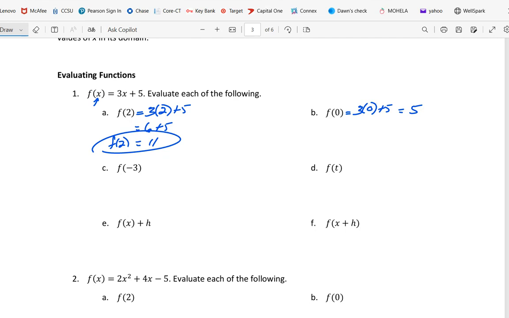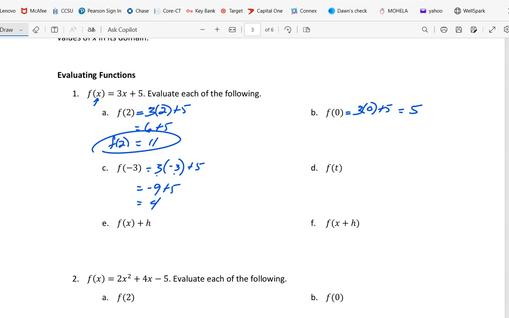And C, f of negative 3. In place of the x, I'm going to write negative 3. 3 times negative 3 is negative 9, plus 5 is negative 4. So f of negative 3 is negative 4.